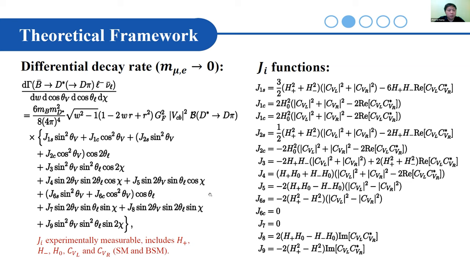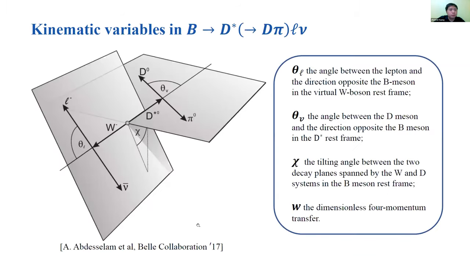The helicity amplitudes can be further expressed in terms of the hadronic form factors. Therefore, we can relate this differential decay rate to the hadronic form factors and the Wilson coefficients.